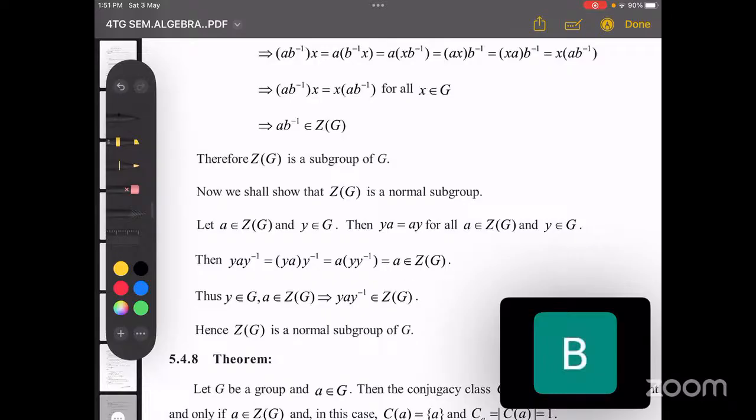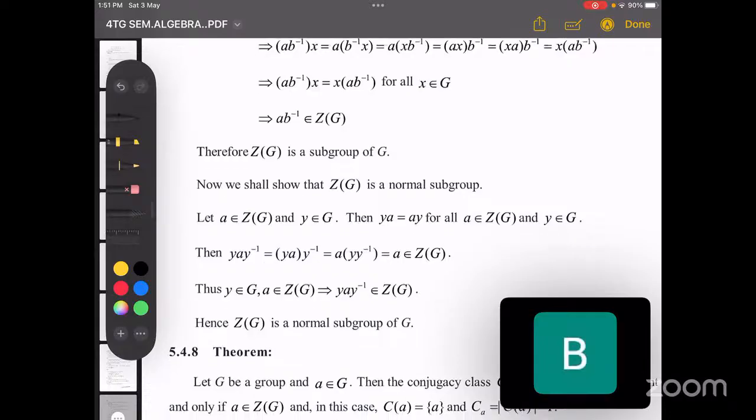Thus, Y belongs to G, A belongs to Z of G implies YA Y inverse belongs to Z of G. So we got YA Y inverse is equal to A, which belongs to Z of G. This is the definition of the normal subgroup, we have seen the definition. From that, we can say that hence Z of G is a normal subgroup of G. So this is the important one.